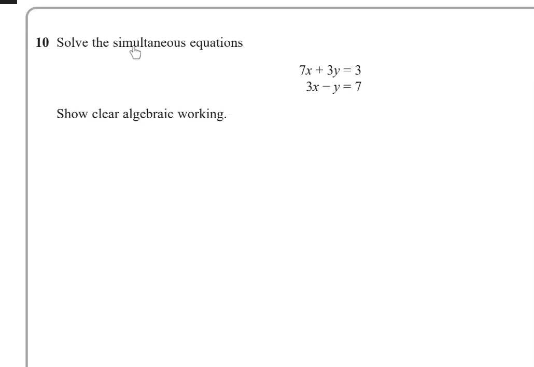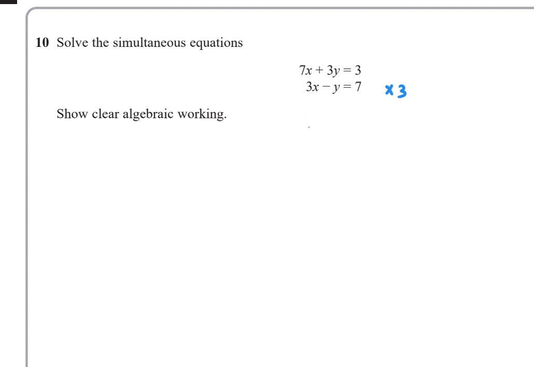Number 10. Solve the simultaneous equations 7x plus 3y equals 3, 3x minus y equals 7. You can eliminate x or eliminate y. To eliminate y, which is easier, multiply the second equation by 3, because the coefficient of y equals 3 in the first equation and 1 in the second equation. So multiply the second equation by 3.